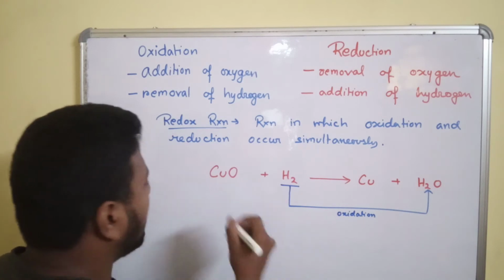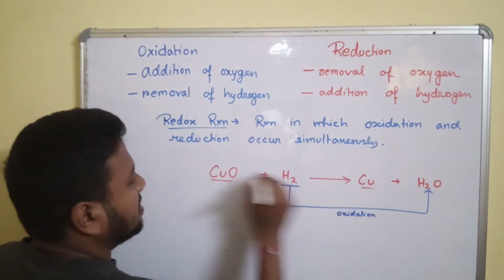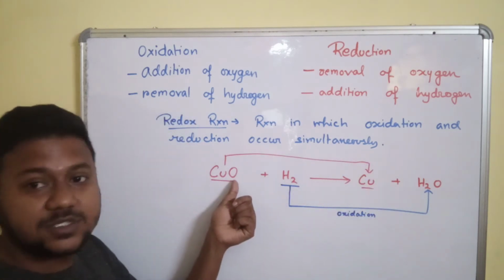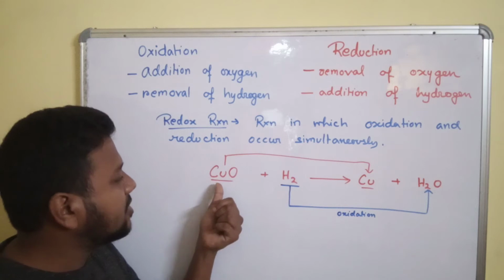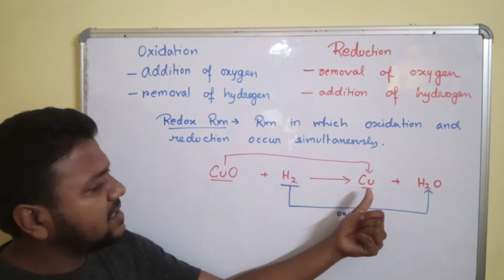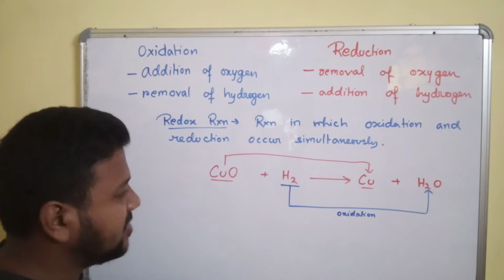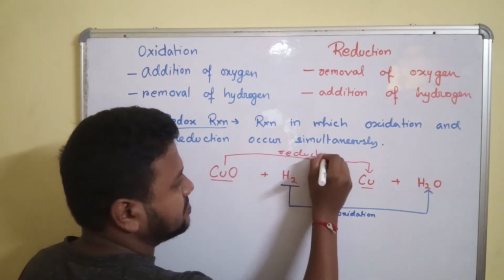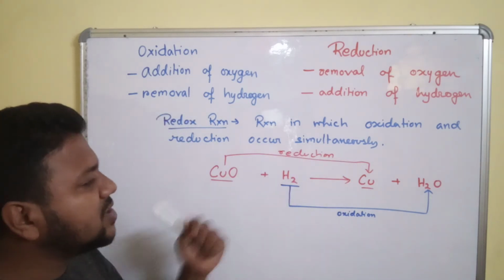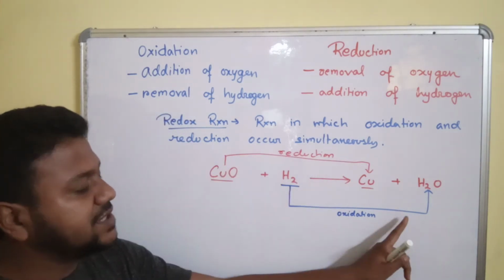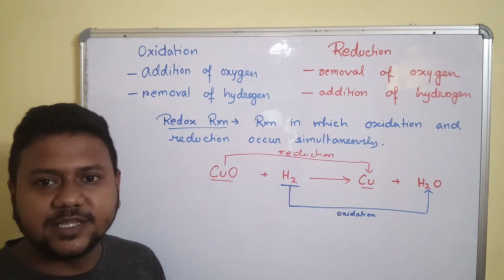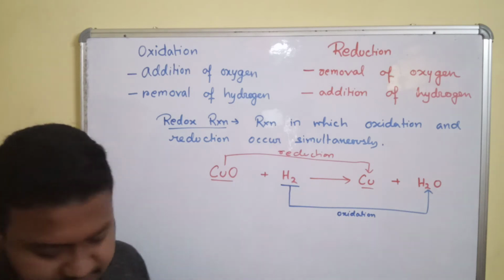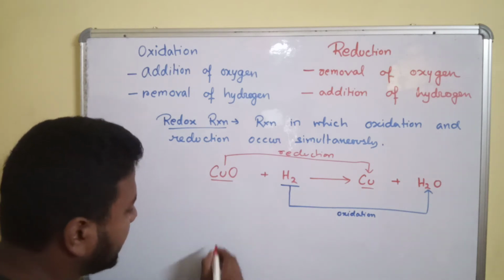Whereas in this part of the reaction we will see there is a removal of oxygen. From copper oxide we get copper. So it will be your reduction. In this reaction, we will see that the reduction and oxidation occur simultaneously, and so this reaction will be called your redox reaction.